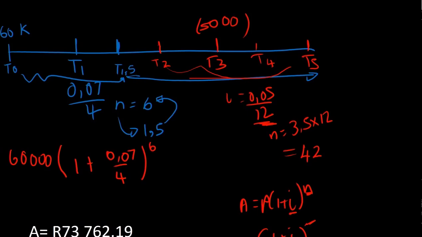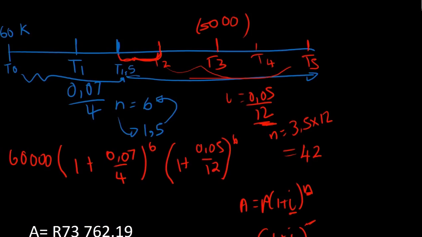So we're going from time 1.5 to that section, so it's basically 6 months there to get from 1.5 years to 2 years. So therefore we're going to multiply this by 1 plus 0,05 divided by 12, that's your new interest rate, and we're going to raise that to the power of 6. Why 6? As I explained, we're going from 1.5 years to 2 years, there are 6 months there.